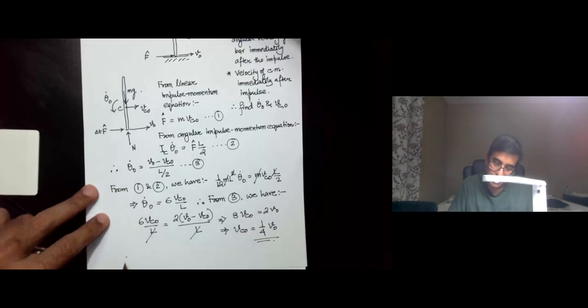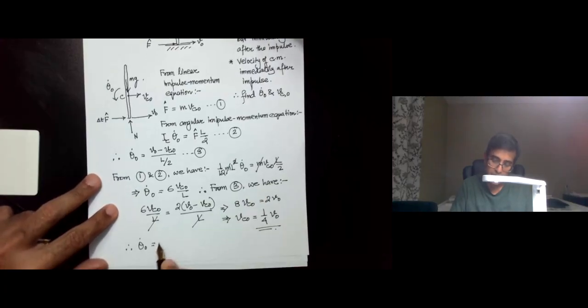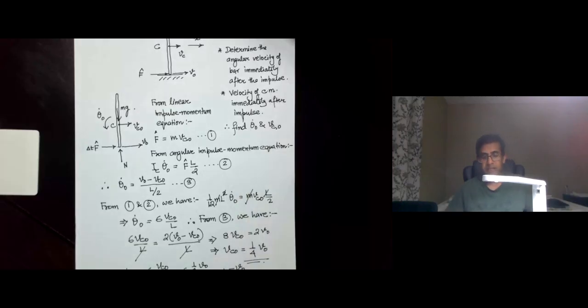Now from here, we can calculate theta dot naught. So theta dot naught is equal to 6 times vc naught divided by L. So 6 times 1/4 v naught divided by L, which is going to be 1.5 v naught over L. Right? So that's our answer. That is what we have been looking for: the angular velocity and the velocity of the center of mass right after the impulse.